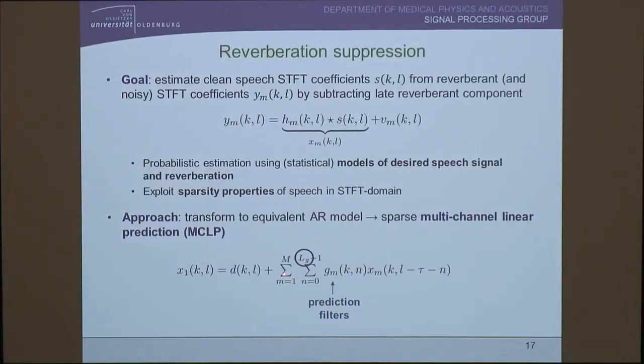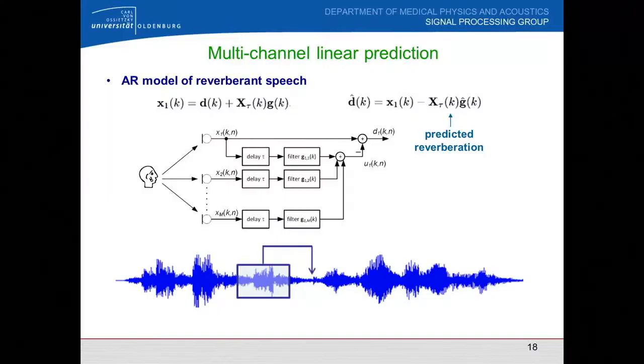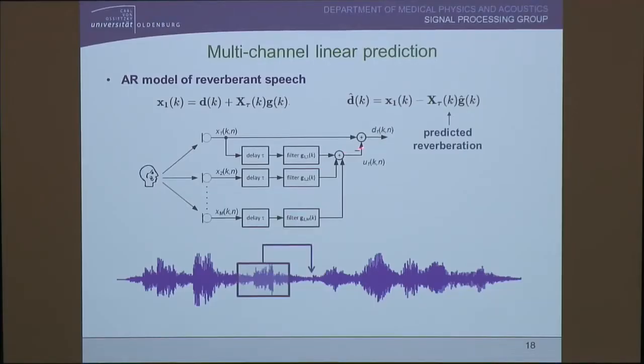That means we can completely reformulate this one into this model. That means we can also estimate now D, our clean speech signal, by filtering the signals and then subtracting it from the reverberant signal. So that's basically done here, or just in a block diagram. We have our reverberant microphone signals, can also be noisy. We delay them, we have some filters, then we subtract this estimate of the late reverberation from the reverberant signal. The only question is, of course, how do we compute these filters G?